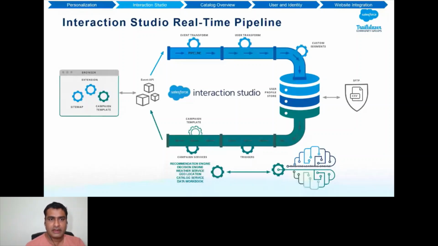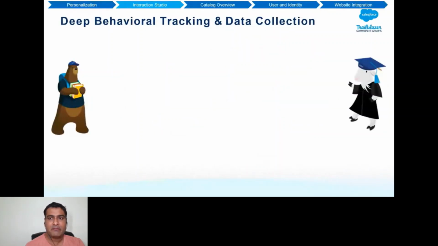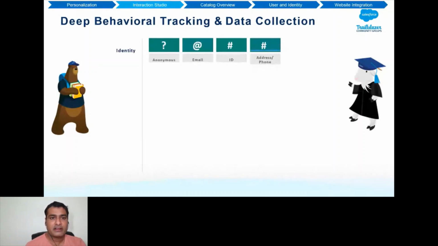Now you know how it works. I'll touch upon what kind of data is tracked or collected by Interaction Studio. Interaction Studio collects deep behavioral data, and it does that on many levels. The first one is the identity level. Interaction Studio collects or tracks data even for anonymous users based on the device ID. And then you can use certain attributes like emails, IDs, or phone numbers through which that identity is tracked.